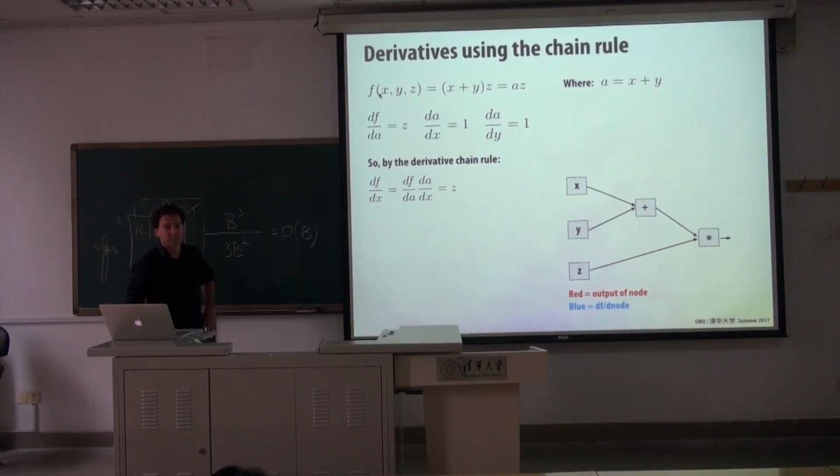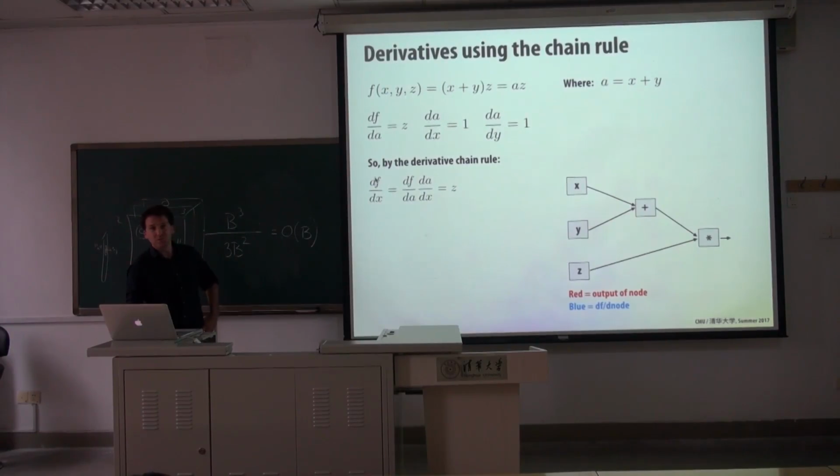So imagine we just had a simple function here, like f of x, y, z. Now I'm going to rewrite it as x plus y times z, and I'm going to rewrite it as a times z. So if I ask you what the derivative of f with respect to a is, well, you wouldn't hesitate at all. You would say, well, the derivative of az with respect to a is z. And the derivative of a with respect to x and y, well that's 1, right? Since a is x plus y, then the derivatives da/dx and da/dy are 1.